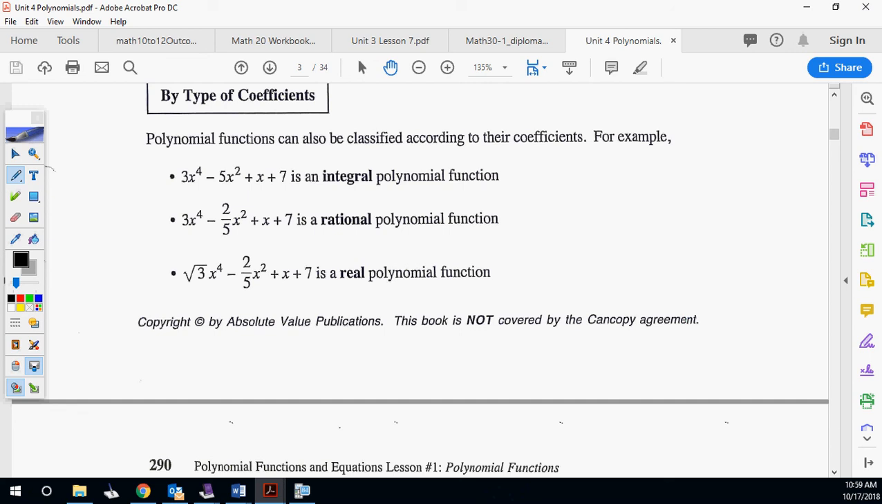This one's a rational one because you have a rational coefficient. Okay, and this one's a real because root 3 is an irrational number, right? So it's kind of knowing your number system. So if you forgot that stuff, here's your quick run through one more time.